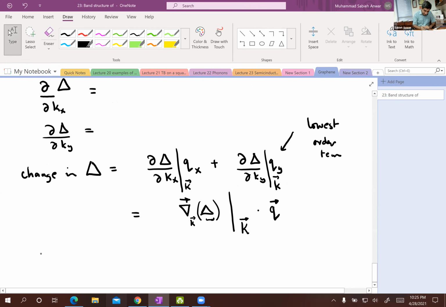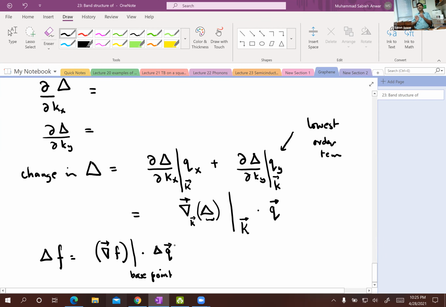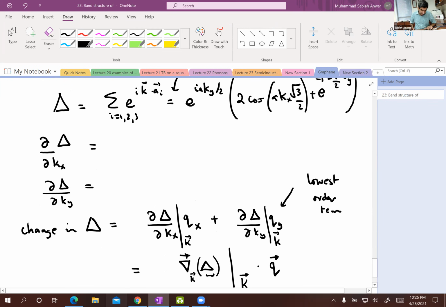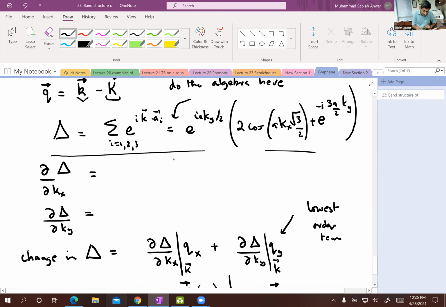So this is just shorthand for the change in any function is given by the gradient of that function computed at some base point, and then I take the dot product of this thing with the change in my parameter. So let's call that parameter Q. Okay, so this is how I define the change in any parameter. Take the gradient and multiply it with the vector that defines the change in the parameter.